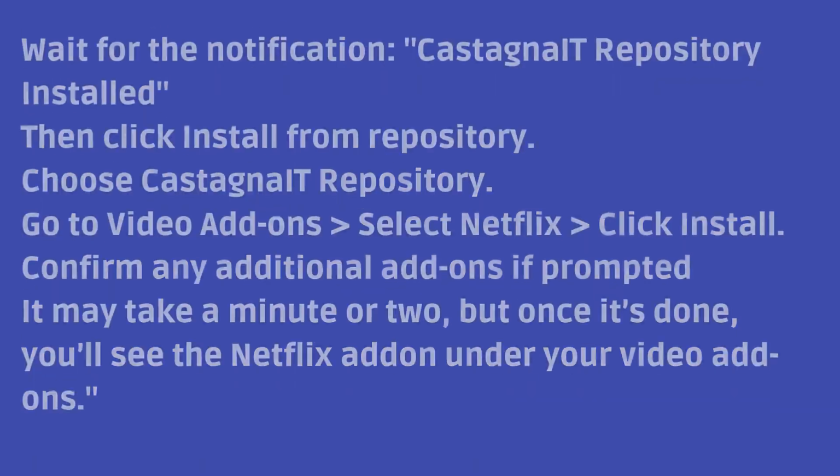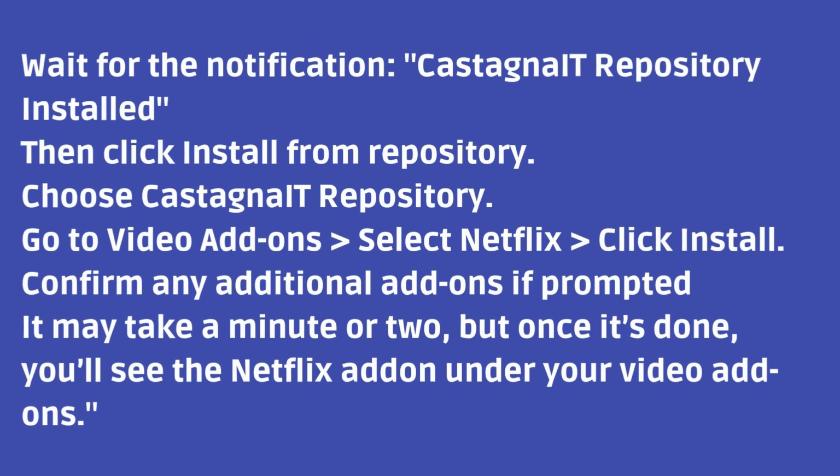Then click Install from Repository. Choose Castanho IT Repository. Go to Video Add-on, select Netflix, click Install. Confirm any additional add-ons if prompted. It may take a minute or two, but once it's done, you'll see the Netflix add-on under your video add-ons.